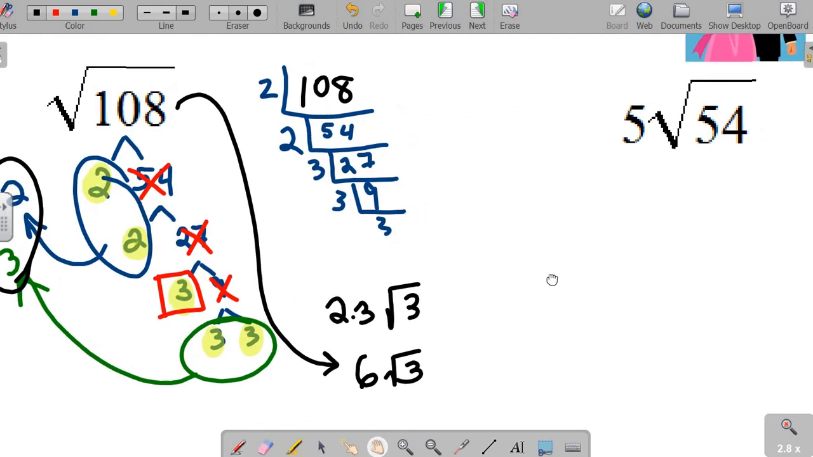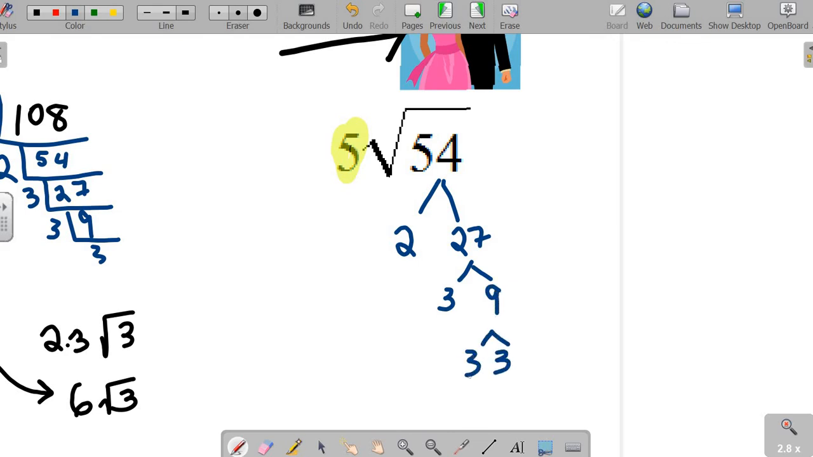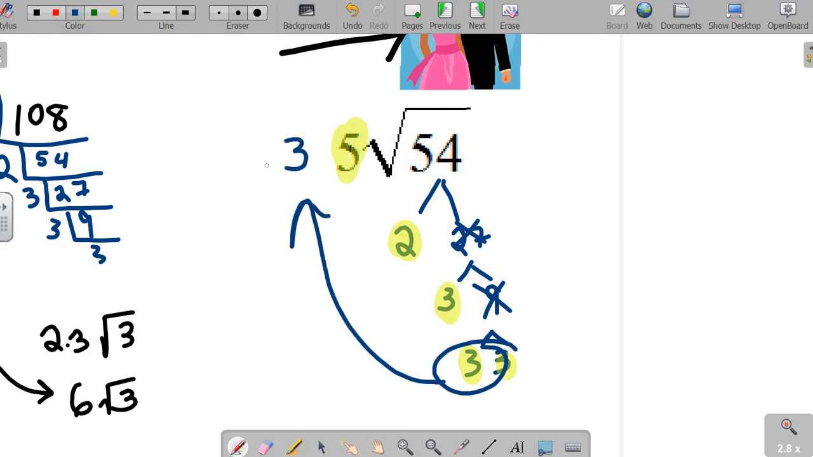Same thing over here. Now this radical has what we call a coefficient, which means something on the outside. What do you do with that? I'll show you in just a moment. For now, let's just factor. Once again, you're just looking at the prime numbers, not the branches. So we have one pair of 3s. They go out as a single couple, if you will.